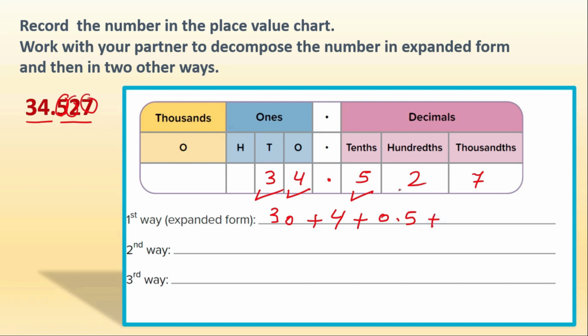Okay, plus 2 in hundredths, it means 0.02 in hundredths, plus 7 in thousandths, it means 0.007 عشان تبقى 7000. Okay. هنا expanded form محددة. Write each digit in its value. تمام. Second way or third way انت ممكن تختار.